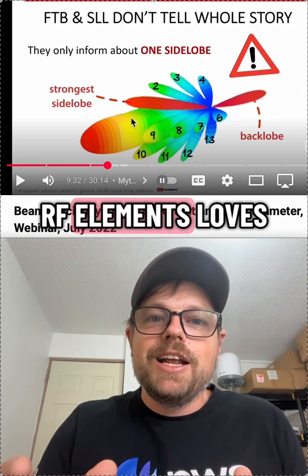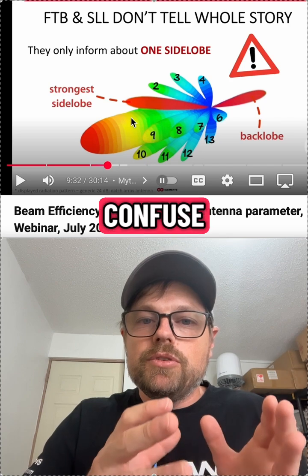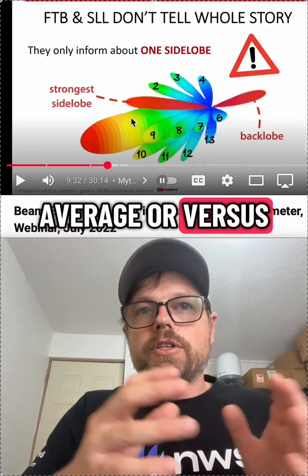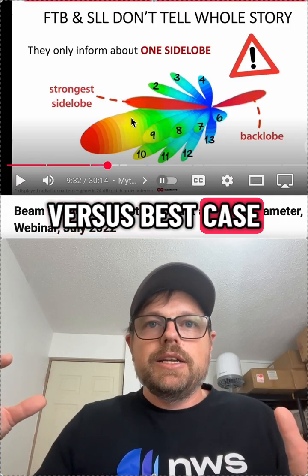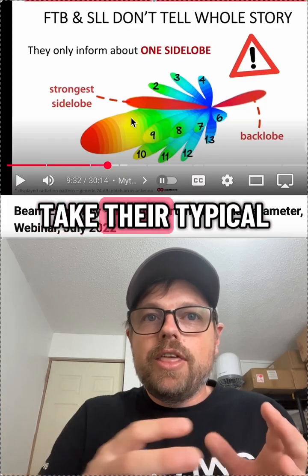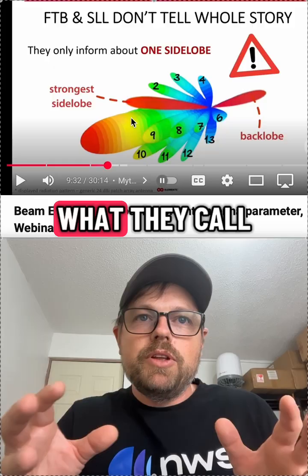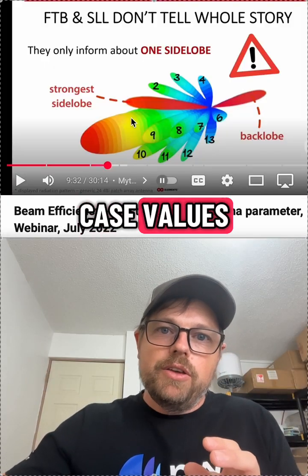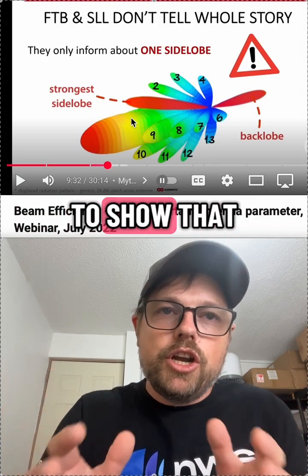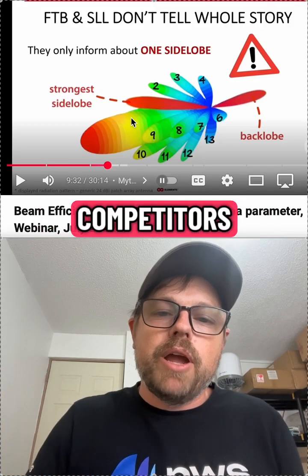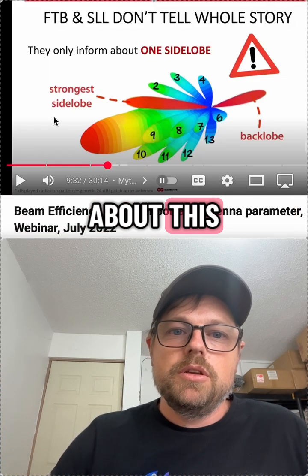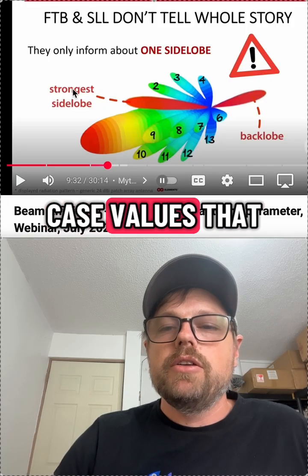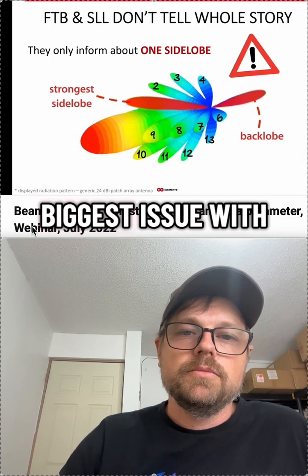RF Elements loves to confuse this. They love to confuse worst case antenna parameters versus average, typical, or best case antenna parameters. A lot of times they'll take their typical antenna parameters, what they call typical, whatever that means, and then compare that against their competitors' worst case values. They'll use that in a comparison table to show that their antennas are better than their competitors'. They're just confused about this. So, as is the case with almost all antenna parameters, it's the worst case values that show up on the data sheets, which is the biggest issue with these metrics.